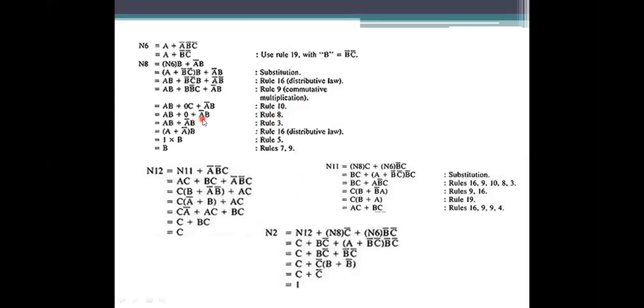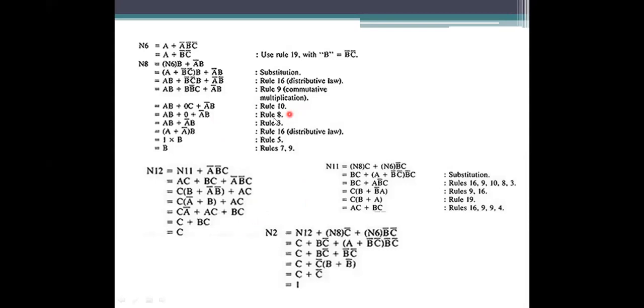Next one. What has been taken? We need to take 0 plus a value, or AB plus 0. So here A plus 0 is equal to A, which is rule 3. So here AB plus 0 is taken using rule 3. It is substituted with AB. AB plus A bar B. So here there is no A plus A bar consideration; AB plus A bar B is there.